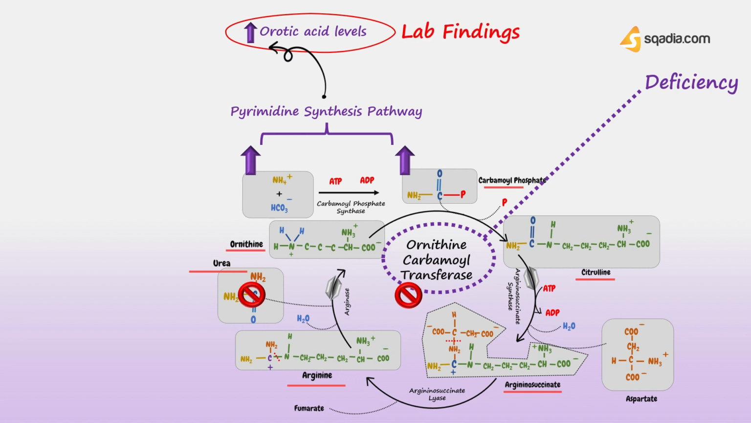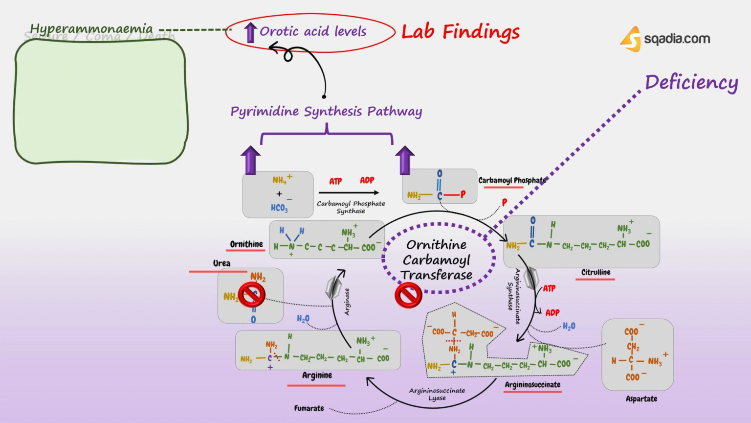Moving to its clinical manifestations, as we have already discussed, increased levels of orotic acid are due to ammonia, or hyperammonemia. Hyperammonemia can lead to seizures, coma, and even death, while other clinical manifestations are usually present within the first week of life with lethargy, vomiting, and decreased feeding.